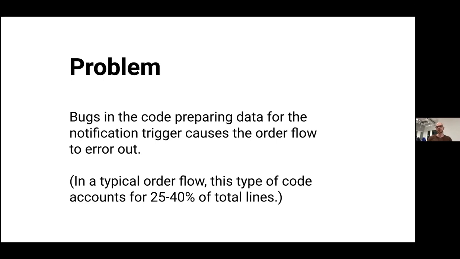And if we just error out uncontrollably, then this order is going to end up in some undefined state, and it's going to require manual intervention to fix it, most likely. So I did some checking in our existing order flows, and it turns out that this type of code that just prepares the data for triggering the notification is usually somewhere between a quarter and one third of the total length of code. So there is quite a substantial bit of the order flow that is just preparing data for notifications. And that means it's a pretty big footprint for bugs as well.